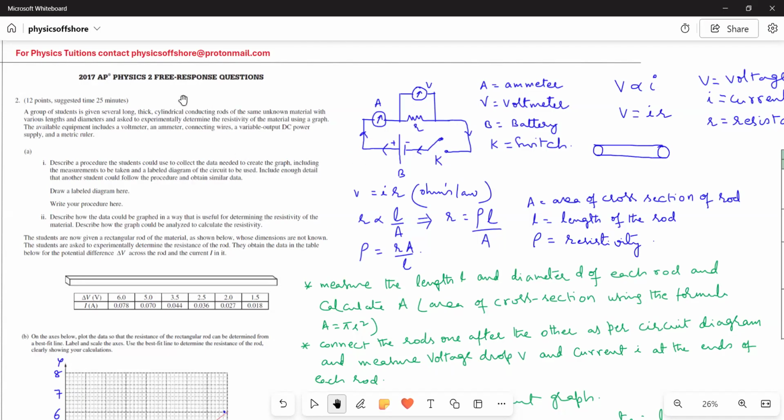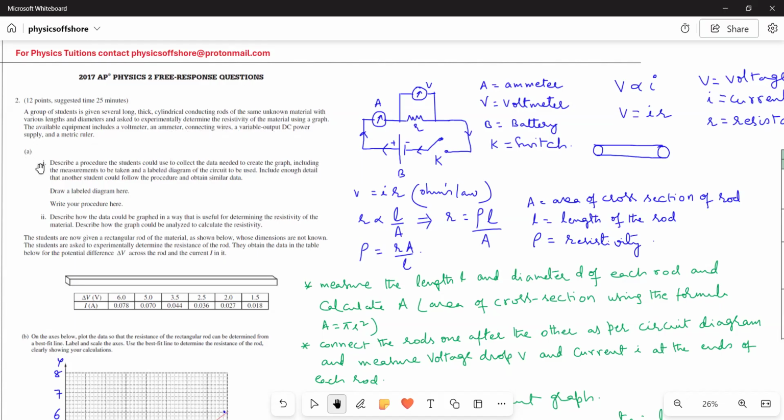This is 2017 AP Physics 2 FRQ. Let us see what is the question. A group of students is given several long, thick, cylindrical conducting rods of the same unknown material with various lengths and diameters and asked to experimentally determine the resistivity of the material using a graph. The available equipment includes a voltmeter, an ammeter, connecting wires, a variable output DC power supply, and a metric ruler.